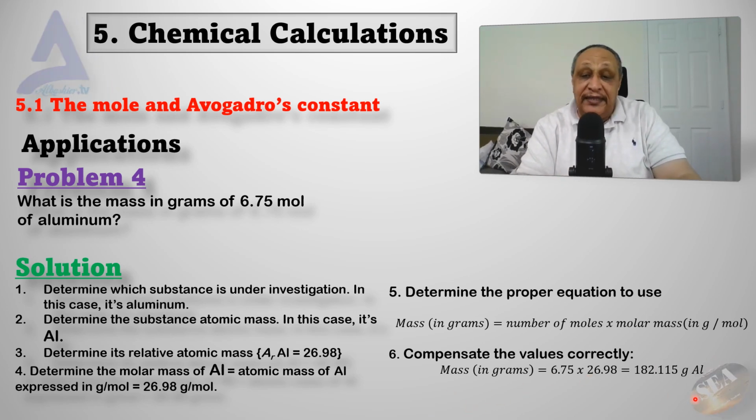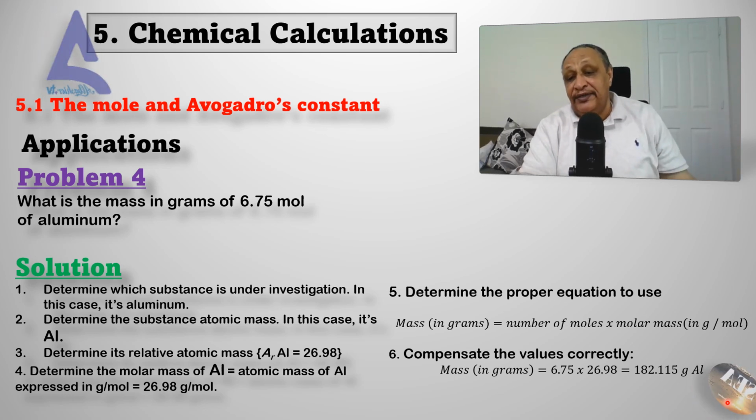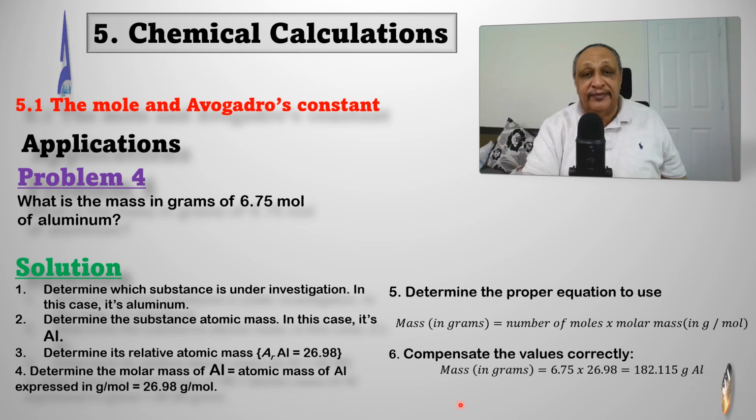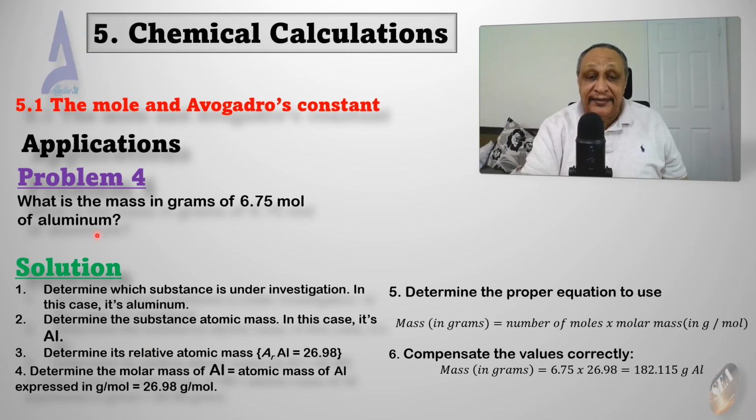Direct compensation, and there is no problem. 6.75 multiplied by 26.98 equals 182.115. That's it. You can easily approximate it to the grams. It is easy. I just want you here to be sure that this is only an element, aluminum, or aluminium as you say it in a British accent.